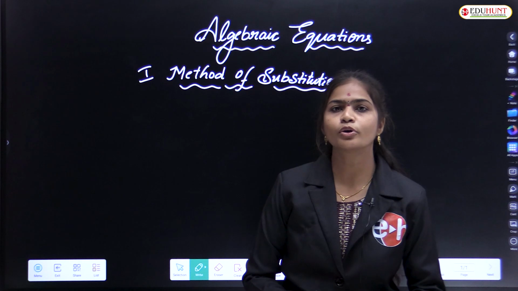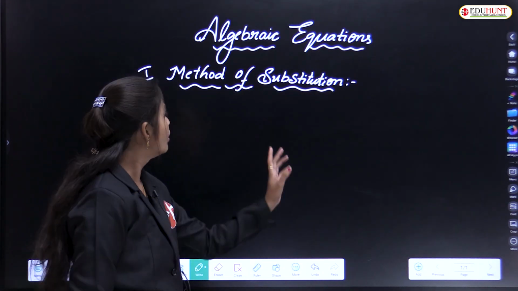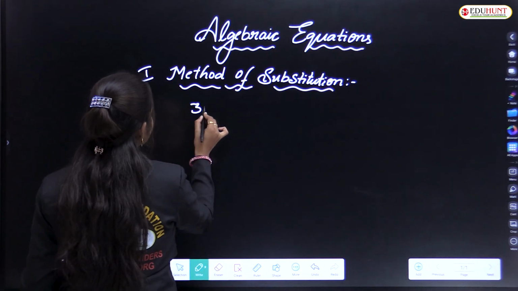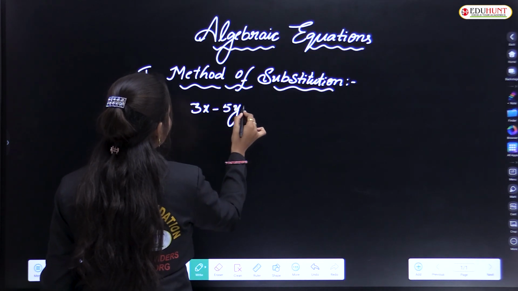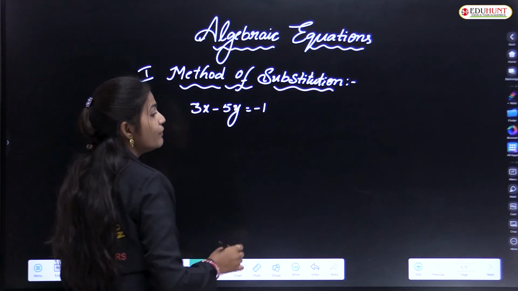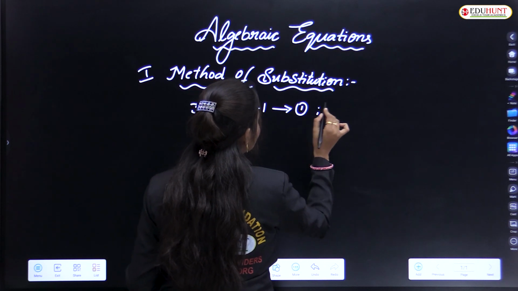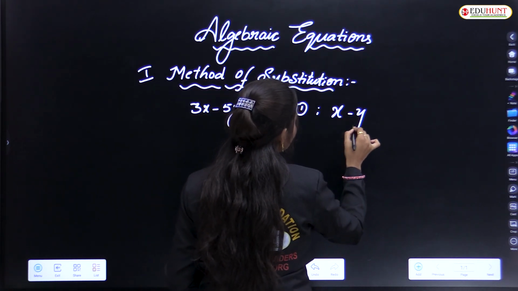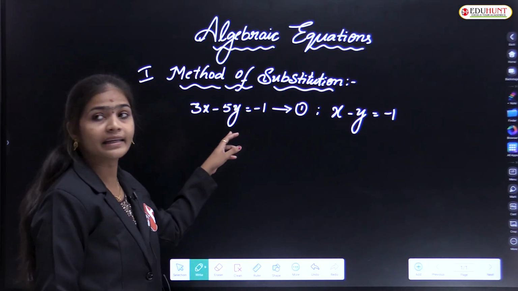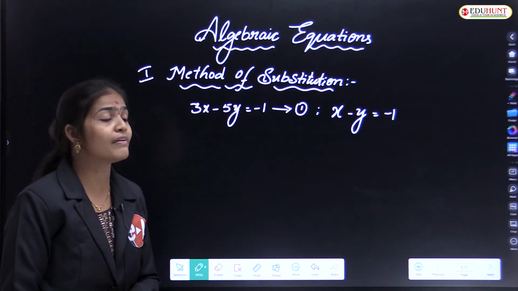So children, here I am going to take one example. By using that example, I will show you all three methods, how to simplify. The example is 3x minus 5y equals minus 1. We need two equations, no? So this is the first equation. The second equation is x minus y equals minus 1. So I have taken these two equations. Now I want to know the values of x and y. So how to find the values of x and y?